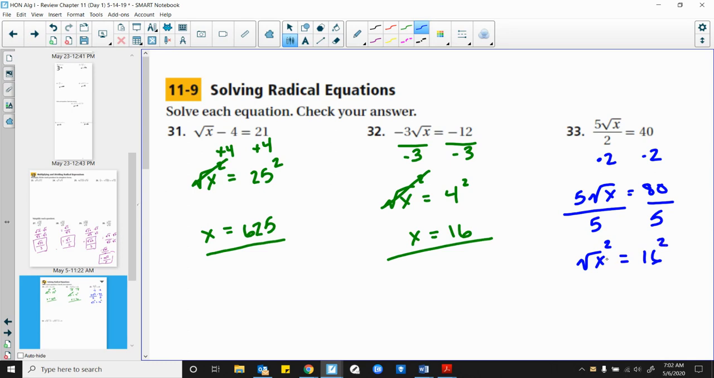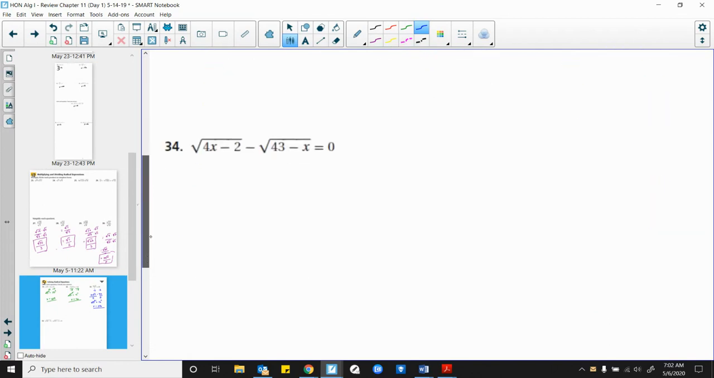Now I'm going to go ahead and square both sides. I'm going to get x is equal to 256. So that canceled there. I think I have one more. Okay, good. All right, on this one, a little bit more complicated.